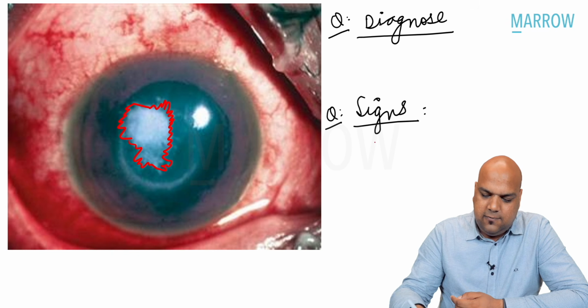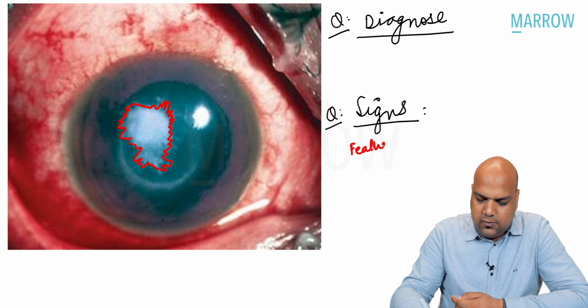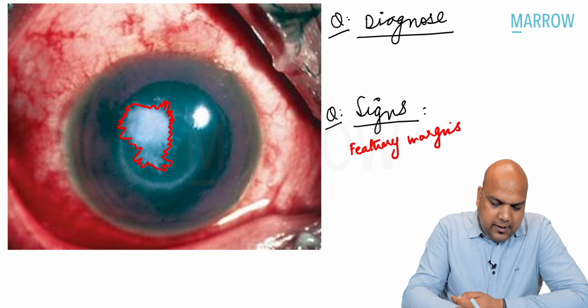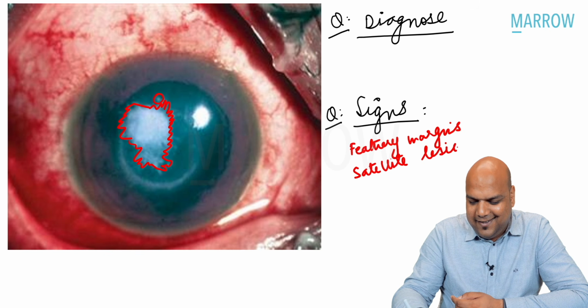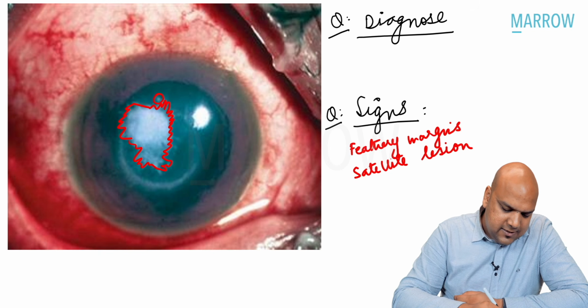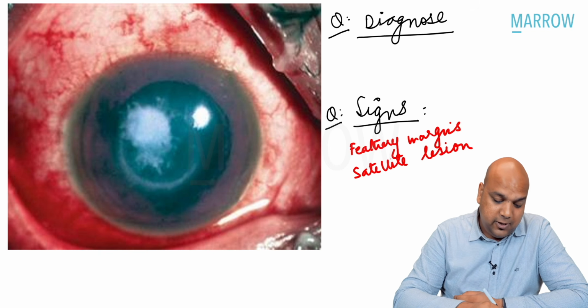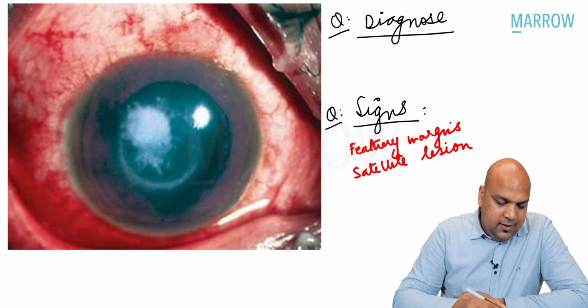I think, sir, we see feathery margins. So it will not be wrong to say that we can see feathery margins. Then, sir, we see a satellite lesion. Yes, sir, we see a satellite lesion. The diagnosis is already there, I know, but we have been asked the signs by the examiner, so we have to describe or enumerate them, right? All right, it's a theory paper.